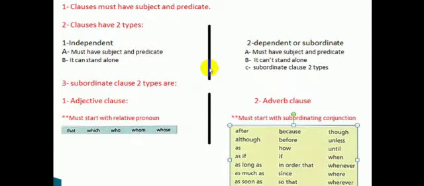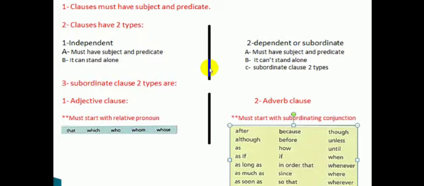Let's start with the independent clause. Independent clause is the normal sentence that has subject and predicate, and it can be sensible. It doesn't need another clause to be understood, and it can stand alone. The other type is the dependent clause or subordinate. So it has two names: dependent or subordinate. Of course, it has normal subject and predicate, and it can't stand alone. That's why it is dependent.